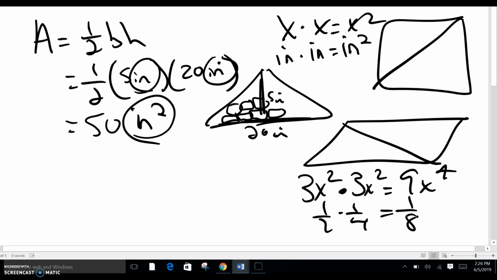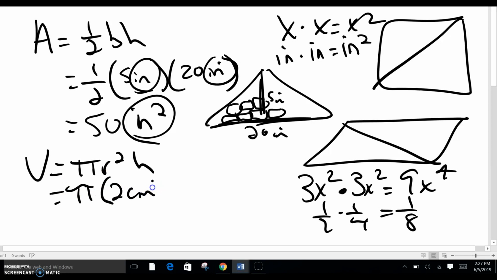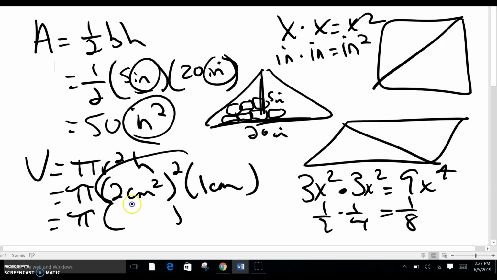All right, and then B says find the volume of a cylinder. So again, look up your formula and sub in your values. The radius is 2 centimeters, squared, and the height is 1. And again, if your units don't match, you're going to see it. Like if you have inches with feet, you might have to convert. Order of operations, I've got to do this guy first.